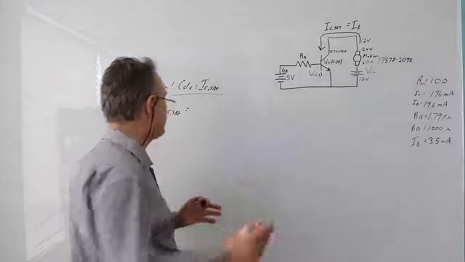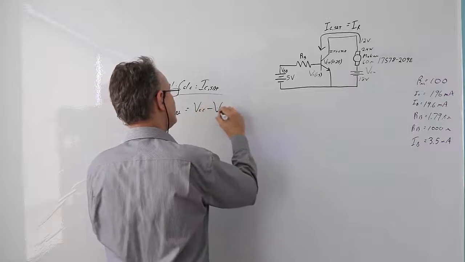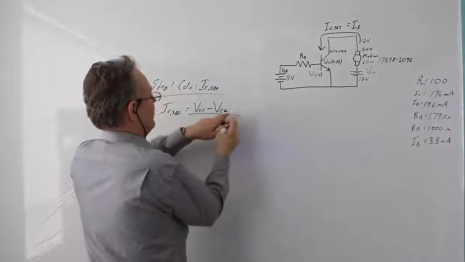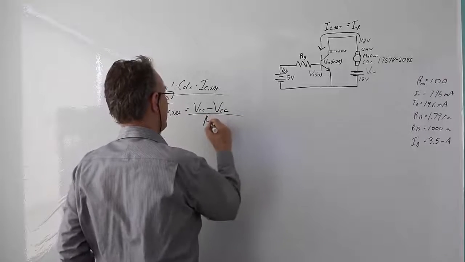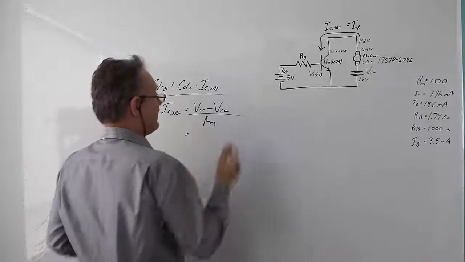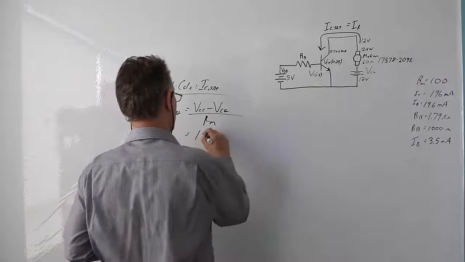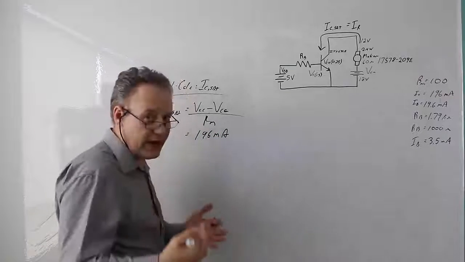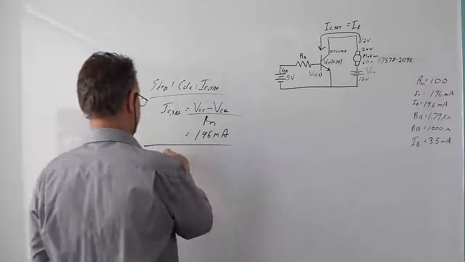But the voltage drop across that is just a little bit different. We have to do VCC minus VCE. This is just a little bit of a number here, but it actually makes a bit of a difference. And that's divided by the resistance, in this case, of the motor. So right there, I've already calculated that to be 196 milliamps. So we know that that is the saturation current. Cool.